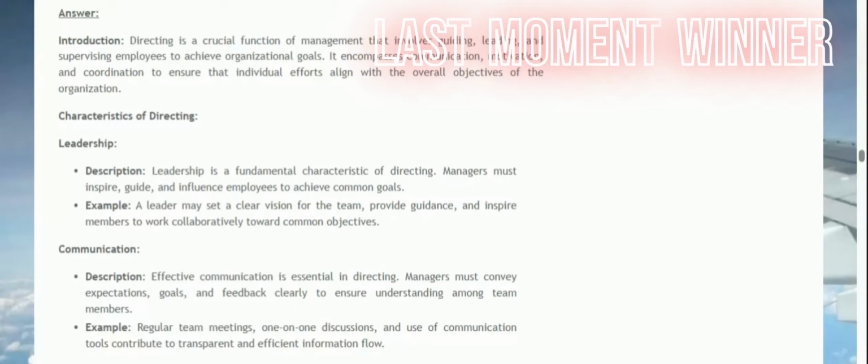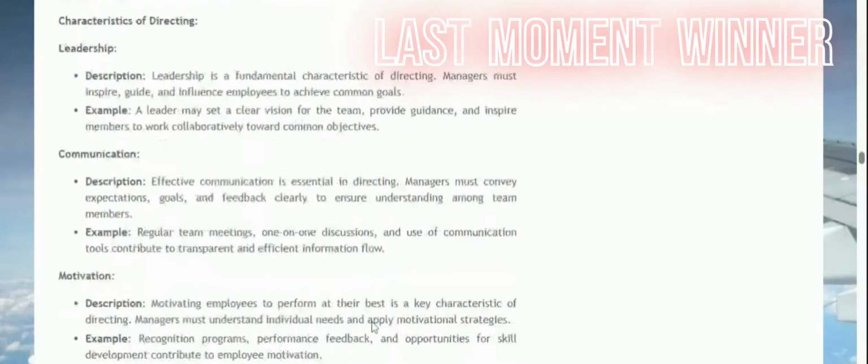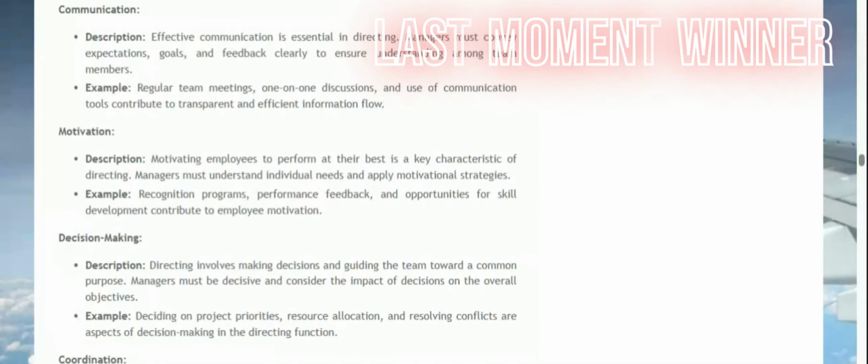Managers must convey expectations, goals, and feedback clearly to ensure understanding among team members. Example: regular team meetings, one-on-one discussions, and use of communication tools contribute to transparent and efficient information flow. Motivation. Description: motivating employees to perform at their best is a key characteristic of directing.